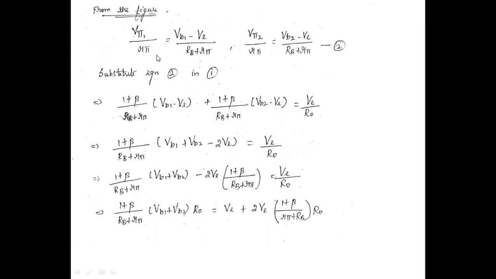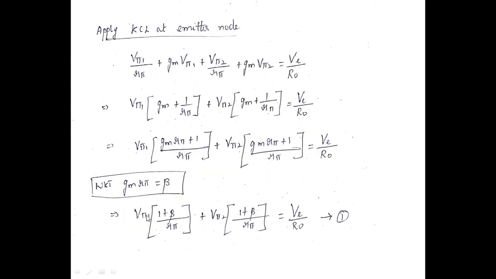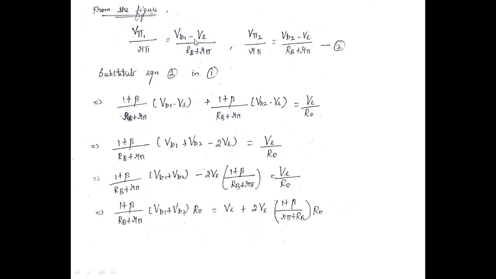So I can write the equation as Vπ1 divided by Rπ equals (VB1 minus VE) divided by (RB plus Rπ), and Vπ2 divided by Rπ is equal to (VB2 minus VE) divided by (RB plus Rπ). I'm going to consider this equation number 2. Now I'm going to substitute equation 2 in equation 1, in the place of Vπ1 by Rπ and Vπ2 by Rπ.